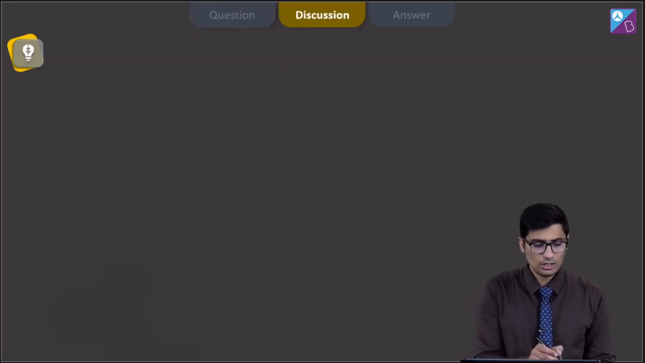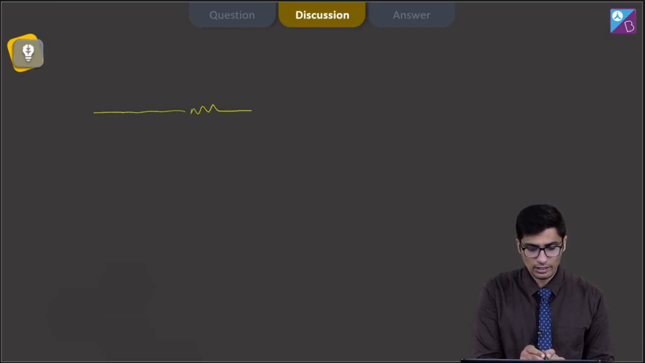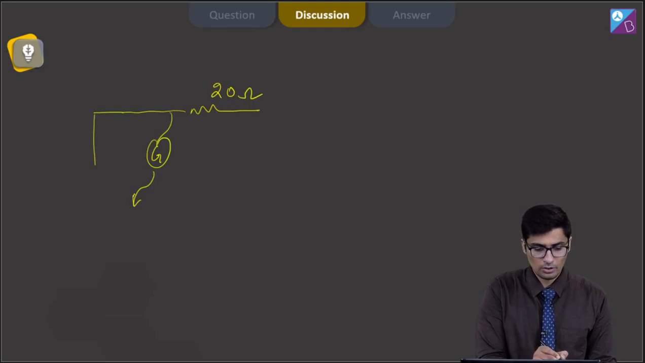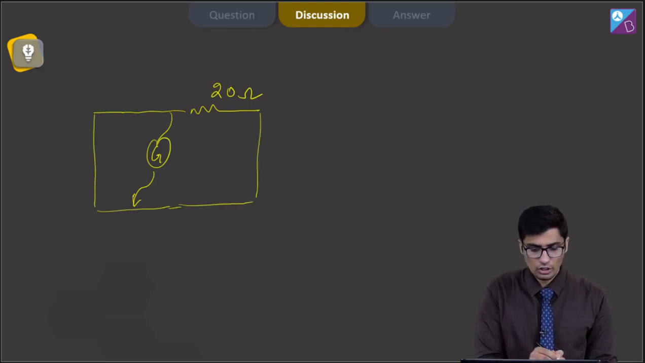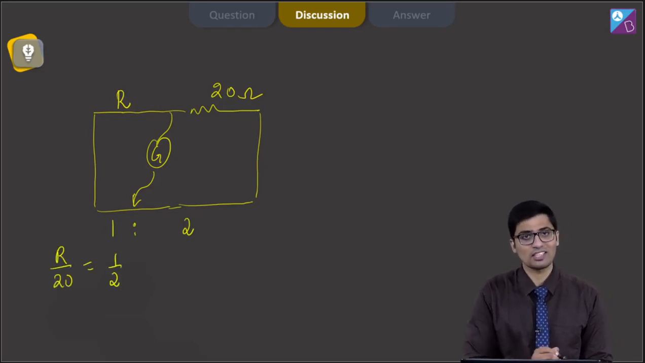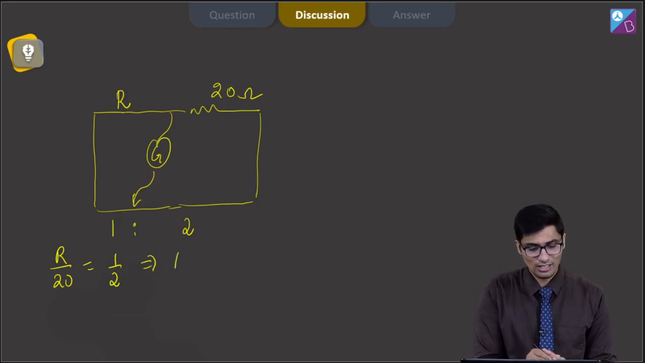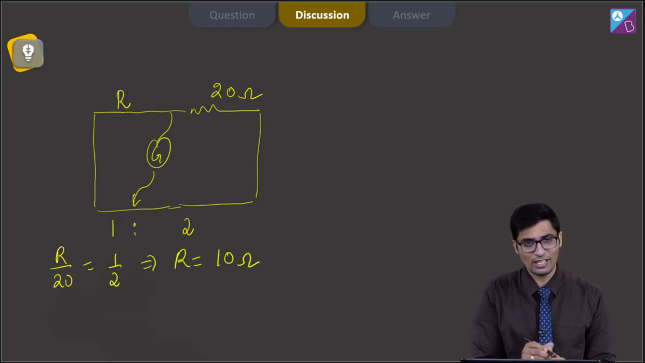Dear students, the diagram can be drawn. Herein, this is the resistance wire and it is connected to a 20 ohm resistance. Here there will be a galvanometer which will be connected to a meter bridge wire, and when the null point is achieved, it is given that the ratio of lengths is 1:2. Now, if the resistance here is R, we can write down that R by 20 will also be equal to 1/2. This is from the concepts of meter bridge. We can write down that R will be equal to 10 ohms.